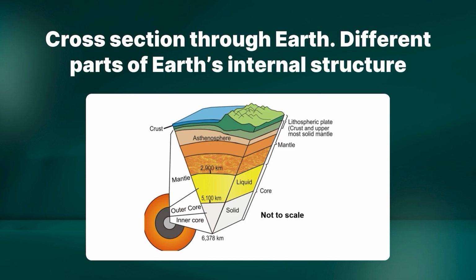Below the lithosphere you have an asthenosphere, and after the asthenosphere you have the mantle. Mantle is further underlain by the core. The core is again of two types, as I said earlier: the outer core, which is liquid, and the inner solid core, which is made up of nickel and iron, which is solid.